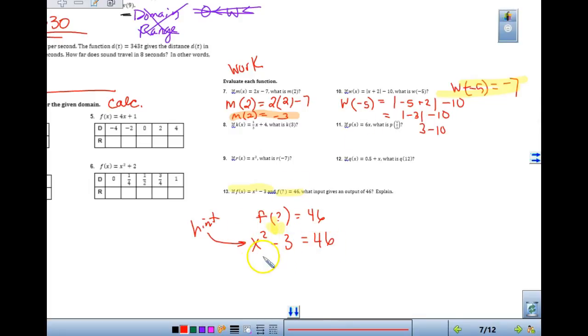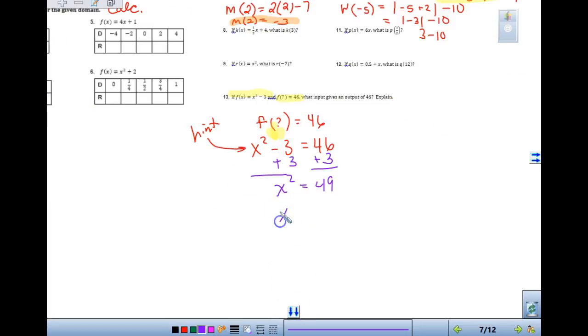I need to get x squared by itself. First step to get x squared by itself, Brecken, would be to do what? No, I want to get x squared by itself. Add 3 to each side. Add 3 to both sides. So you're kind of doing reverse order of operations. You are not doing your powers first in this case. So we get x squared is equal to 49.